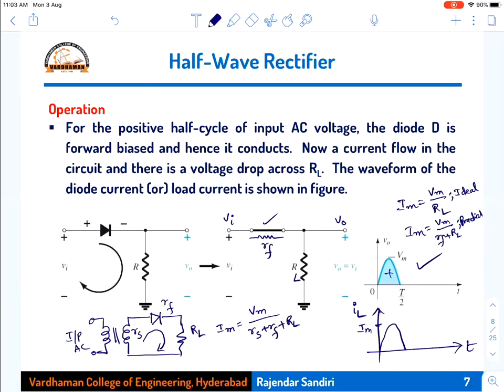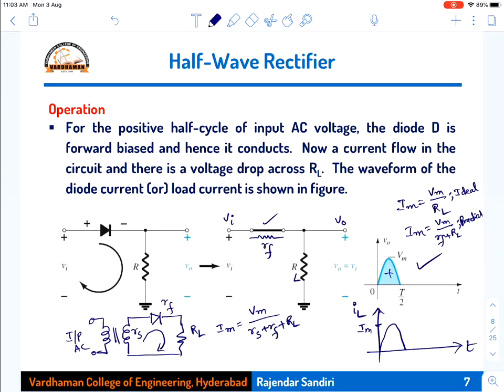Im is equal to Vm by Rf plus RL. When I am writing just Rf plus RL, what about Rs? Rs is ignored, or its value is very, very small and therefore neglected, or it might not be given in the problem. Suppose in the problem it is given that the secondary winding resistance is so and so, the forward resistance of the diode is so and so, and the load resistance is so and so, then you have to take the formula Im is equal to Vm by Rs plus Rf plus RL. If the values of Rs and Rf are not given, directly take Im is equal to Vm by RL. If the diode resistance and load resistance are given, then you can ignore the Rs value and take simply Vm by Rf plus RL.